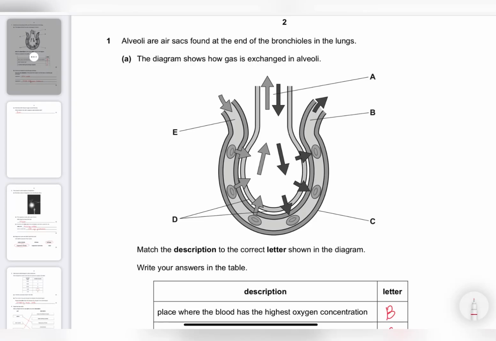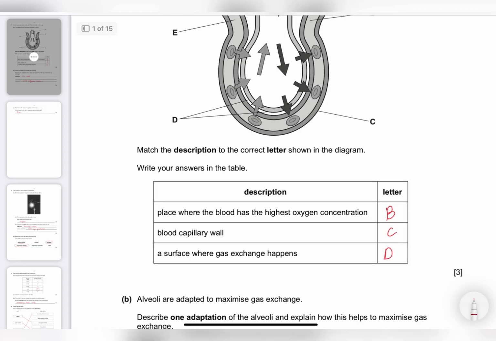So the first question says alveoli are air sacs found at the end of bronchioles in the lungs. The diagram shows how gas is exchanged in alveoli. Match the description. Place where blood has highest oxygen concentration.